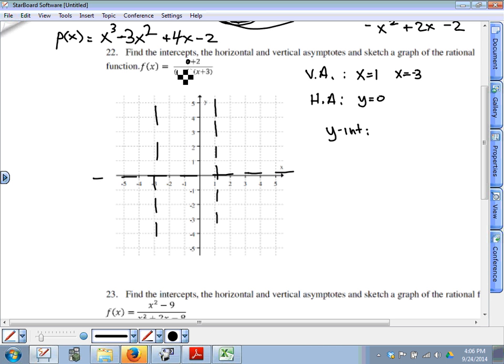Now the y-intercept is found by letting x equal 0. So if you plug in a 0 for all of these x's, you're going to have 2 over negative 3, it looks like. Negative 2/3 is right about there, so 0, negative 2/3. And then the x-intercept, or intercepts, if there are several, would be found by solving the equation in the numerator. In this case, x plus 2 equals 0. So the x-intercept is negative 2.